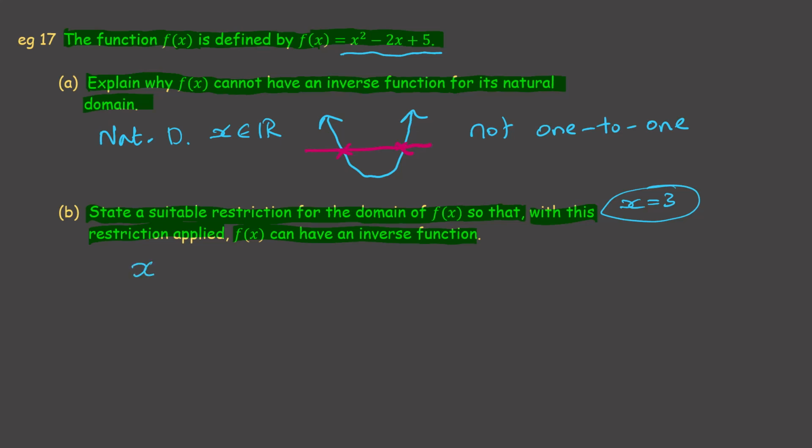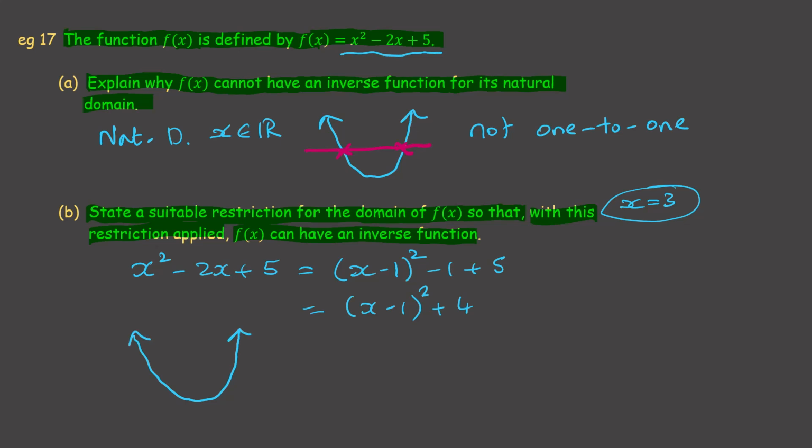So, if we think about x squared minus 2x plus 5, let's complete the square. x minus 1 squared, take away 1, add 5, is x minus 1 squared plus 4. That tells us this one is happy because the coefficient of x squared is 1, positive. That tells us that the turning point here is at 1, 4.